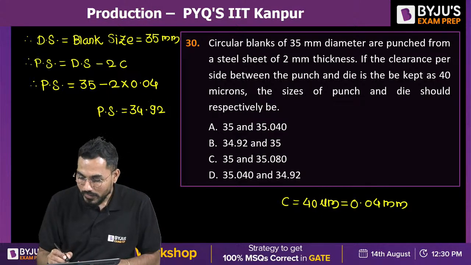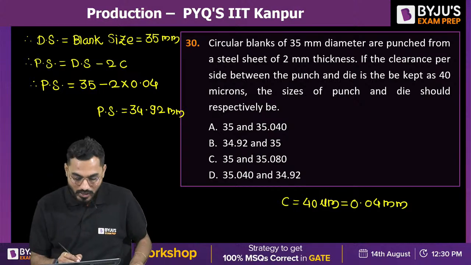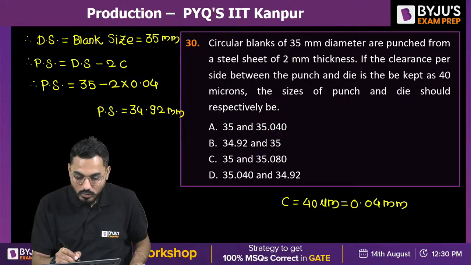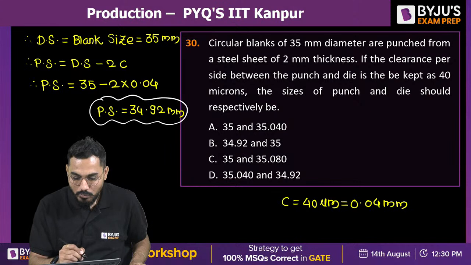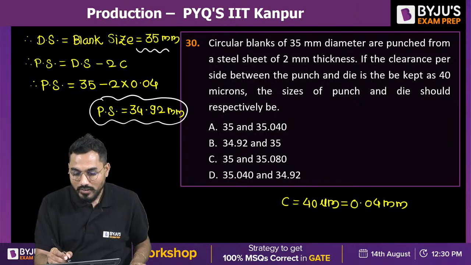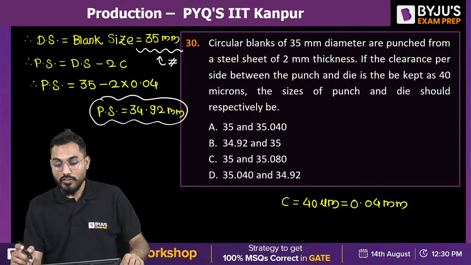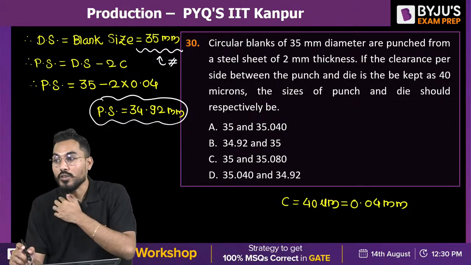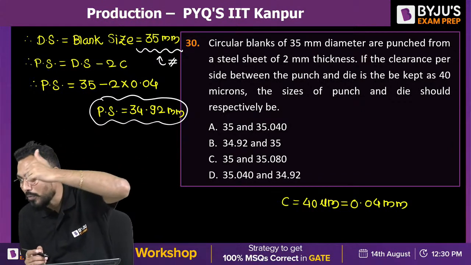34.92 millimeter. Even in this case students are making a mistake. So this will be my answer: punch size is this much and the die size is this much. But in which sequence? It is asking what is the punch size? 35.92. What is the die size? 35. So which one is the answer? Option B is the answer. Perfect.